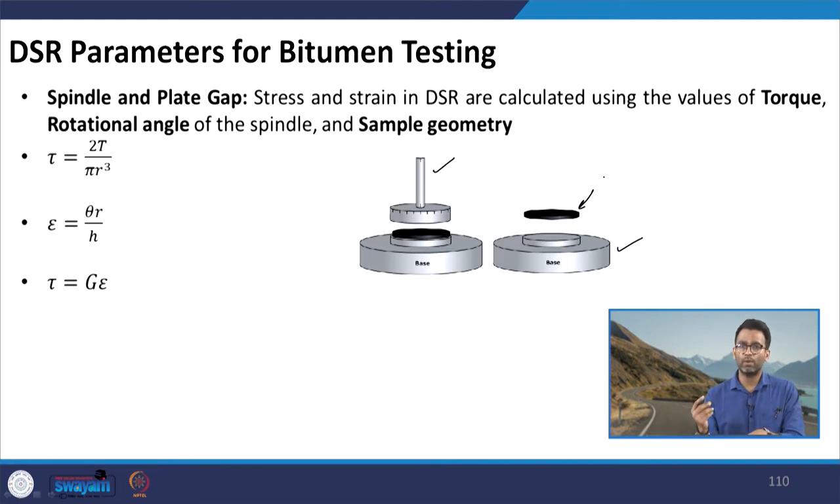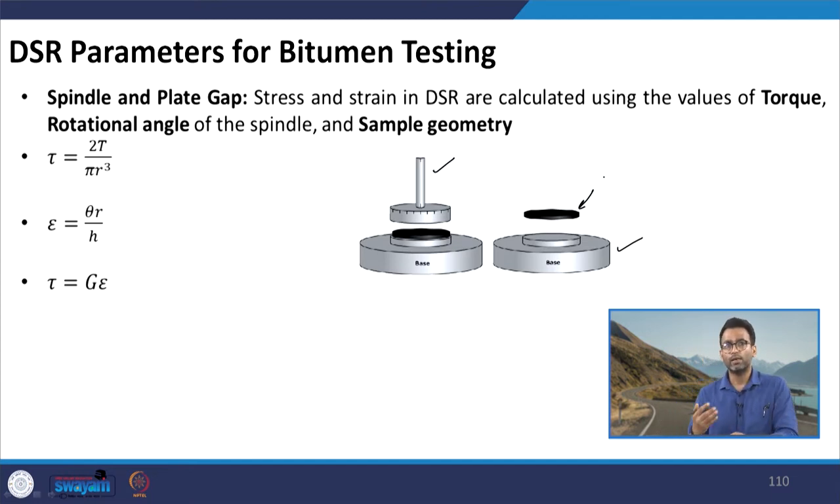Now, this bitumen sample has some height, and it has some diameter or some radius. So, the selection of the diameter of the spindle or the bitumen sample and the height of the bitumen sample is very critical while doing experiments in the rheometer. We will discuss what typical values are usually taken, but before that, let us try to understand what the DSR actually does.